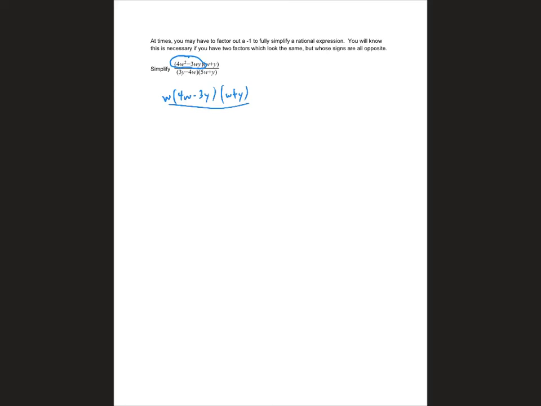And that's over 3y minus 4w and 5w plus y. Now, do you notice the factor that's right here and the factor that's right here look almost exactly the same, but all their signs are reversed? The 4w is positive or negative, and the 3y is positive or negative. Whenever you see that, all the signs are reversed. Those are actually the same factor, but one of them is being multiplied by -1.